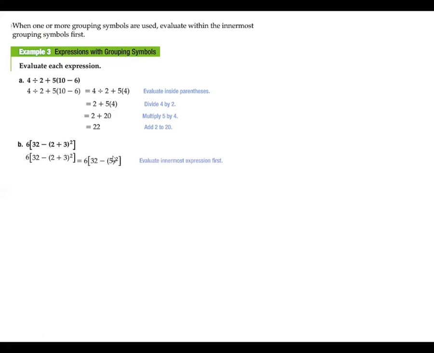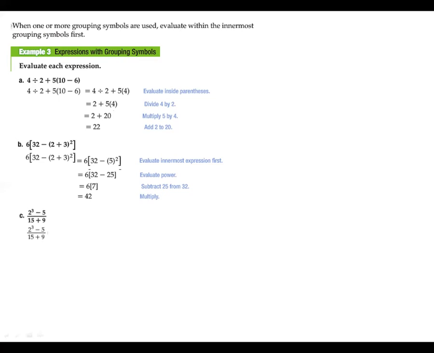And then the squared is still on the parentheses, so you would have to do exponents before you did the subtraction. And now we're still inside the bigger grouping symbols of the brackets. So 5 squared is 25. Then now you just have subtraction. 32 minus 25 is 7. And 6 times 7 is 42. All right. Last one is an example.